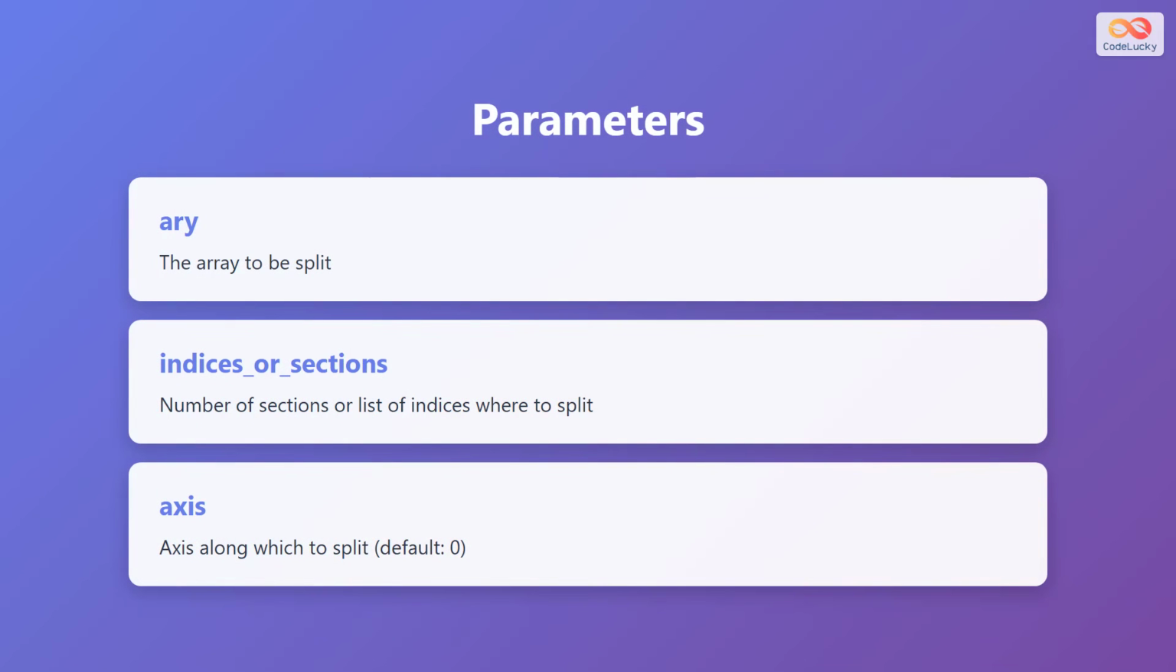Let's break down the parameters in detail. The array parameter is the array to be split. The indices_or_sections parameter can be either an integer specifying the number of sections or a list of indices where you want to split. The axis parameter specifies the axis along which to split, with the default being 0 for splitting along rows.